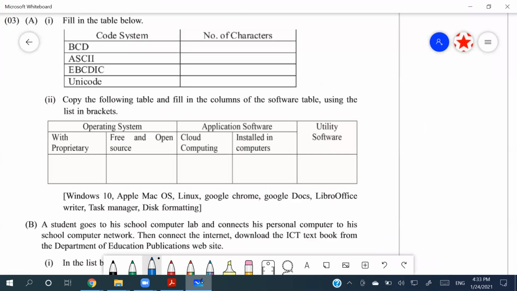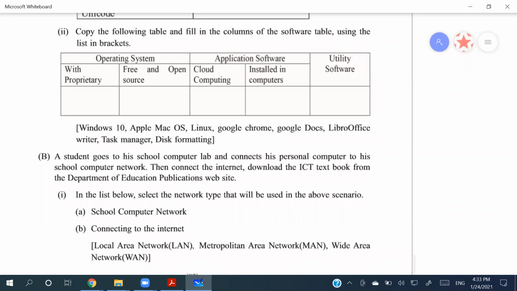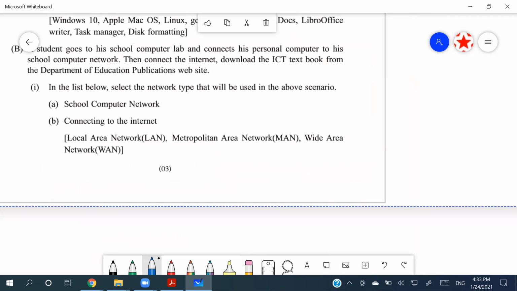The next one is about the B part. A student goes to his school computer lab and connects his personal computer to his school computer network, then connects to the internet, and downloads the ICT textbook from the Department of Education publication website. In the list below, select the network type that will be used in the above scenario. Yeah, school computer network. It's a small network which is spread in a small geographical area. So we can consider it as a LAN.